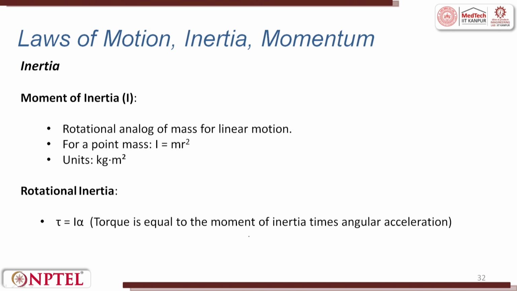Moment of inertia, the rotational analog of mass in linear motion, we know I is equal to mr square, units are kg meter square. Rotational inertia: tau is equal to I into alpha, that is torque is equal to the moment of inertia times the angular acceleration. Let us see a few numerical problems here.